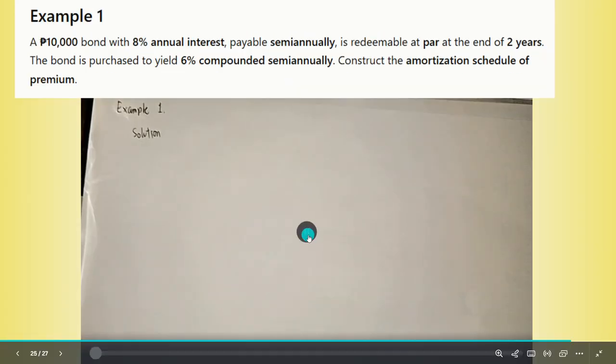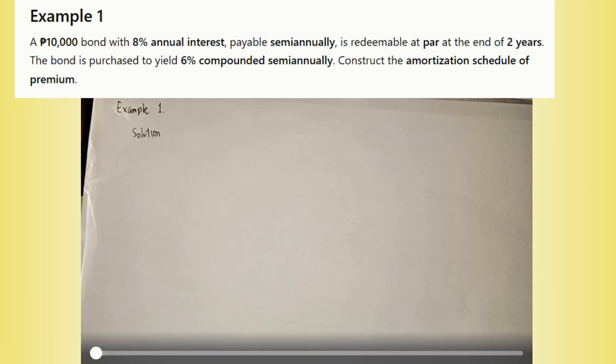Now, let's have an example. A 10,000 bond with 8% annual interest payable semi-annually is redeemable at par at the end of 2 years. The bond is purchased to yield 6% compounded semi-annually. Construct the amortization schedule of premium.